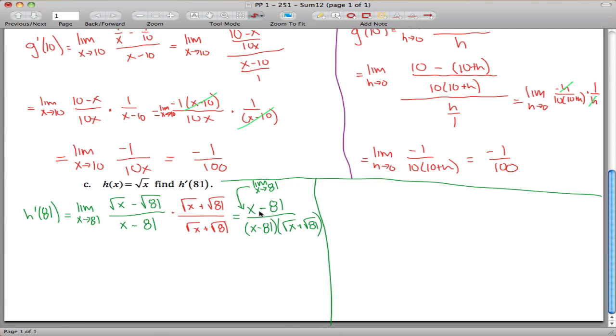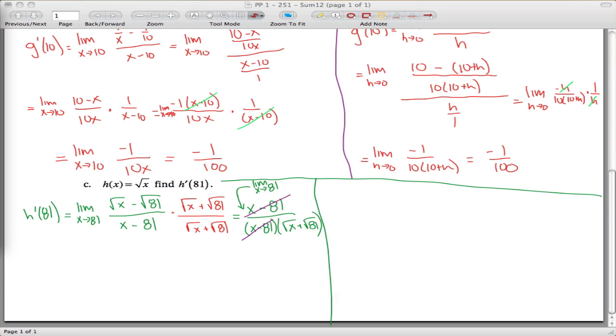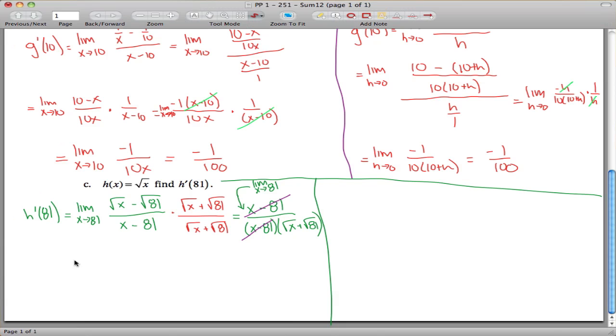We look over here and we have an x minus 81 on the top and an x minus 81 on the bottom. So we can cancel those out and rewrite this as the limit as x approaches 81 of 1 over square root of x plus square root of 81, which is a limit we can evaluate. Make the x in 81, you get square root of 81, which is 9. 1 over 9 plus 9 is 1/18.